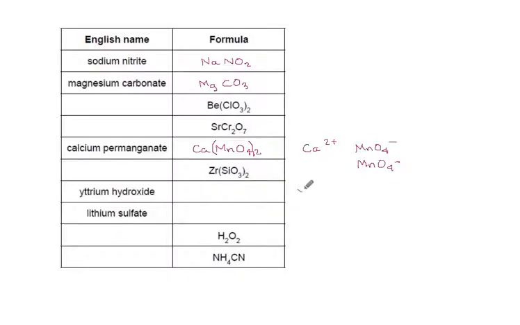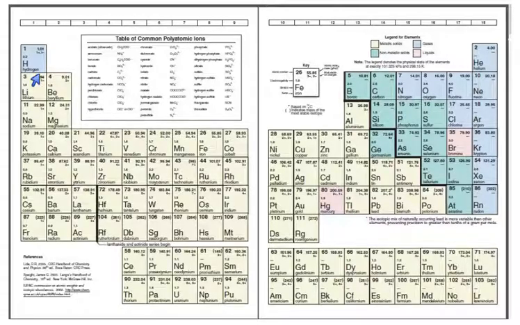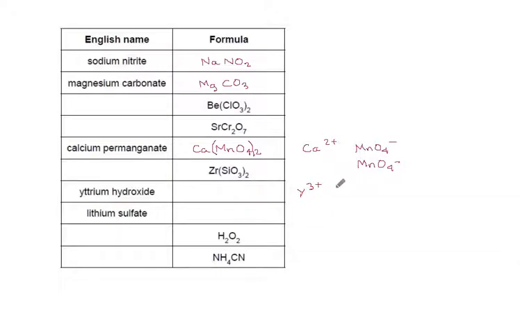So we get Y3+ for yttrium. And hydroxide, careful: if you just have H, that is called a hydride. If you have hydroxide, that's something else. It is OH, and it has a charge of -1. It's a polyatomic ion. So we have yttrium ions and hydroxide ions.